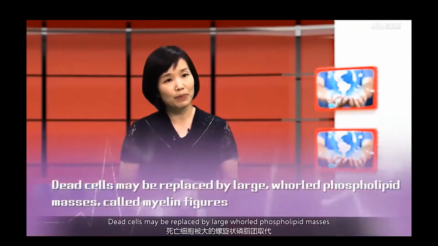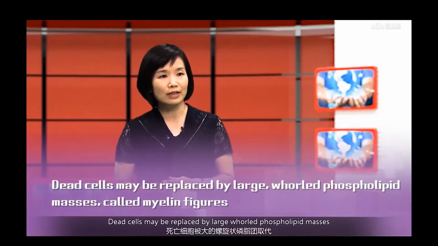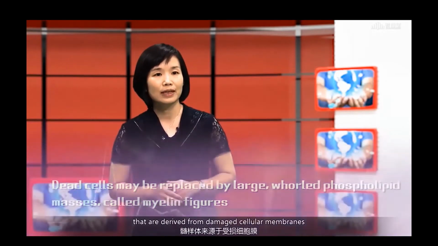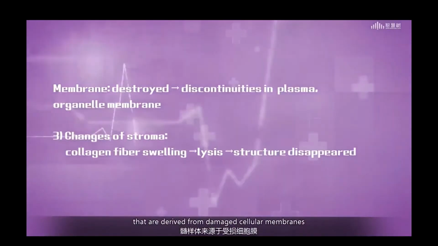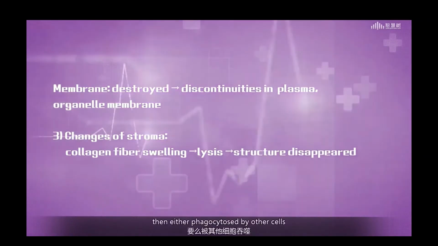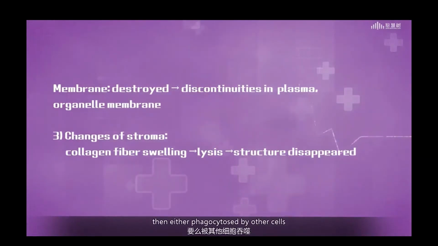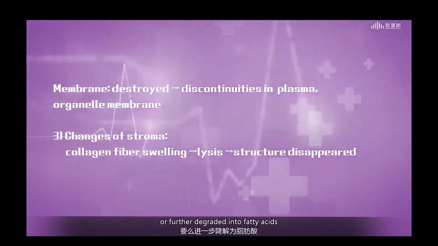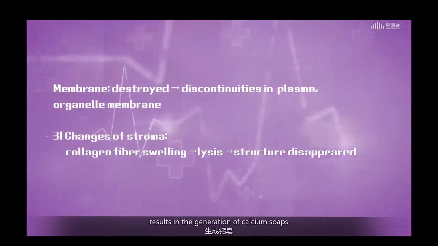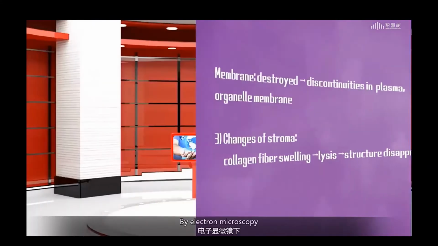Dead cells may be replaced by large, whorled phospholipid masses called myelin figures that are derived from damaged cellular membranes. These phospholipid precipitates are then either phagocytosed by other cells or further degraded into fatty acids. Calcification of such fatty acid residues results in generation of calcium salts.